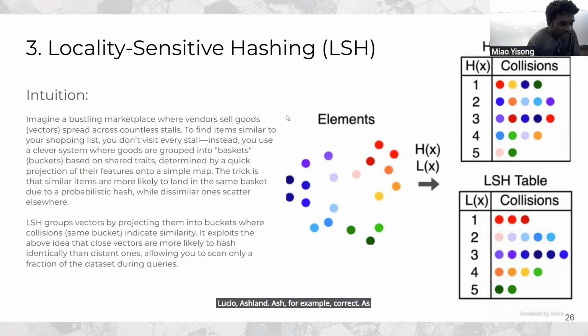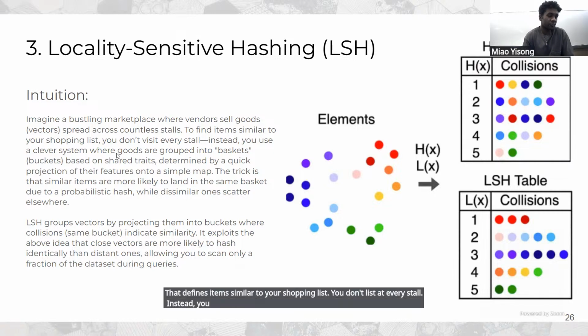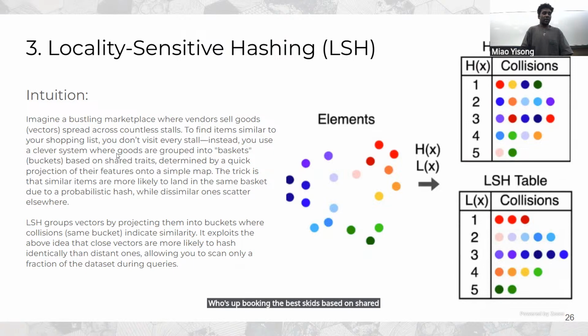As I mentioned here, to find items similar to your shopping list, you don't visit every store. Instead, you use a clever system where goods are grouped into baskets based on shared traits determined by quick potential.